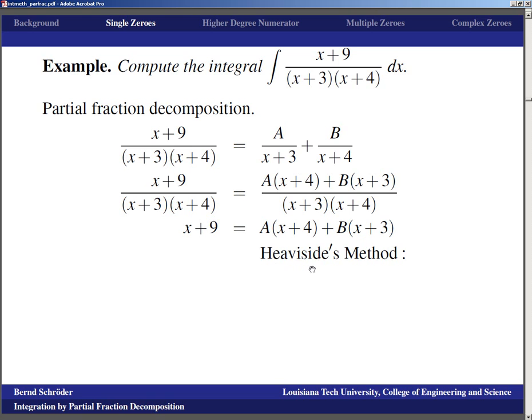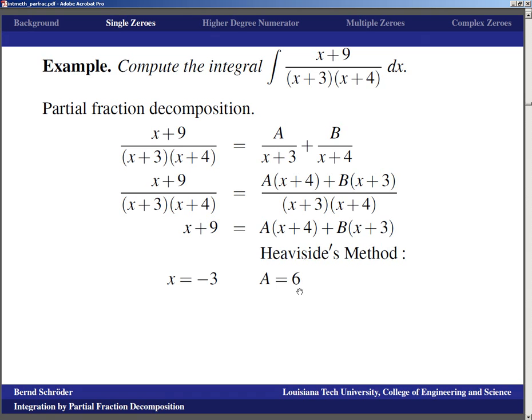And so apparently this gentleman realized, hey, if this works for every value of x, it must also work for values of x that are really convenient, such as values of x that make the other coefficients go away. So for example, if I choose x equals minus 3, well then I get minus 3 plus 3 here, and that means the B is gone. And that means I directly get A equals 6.